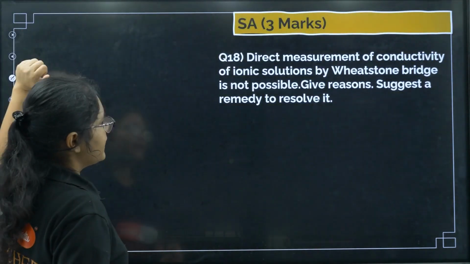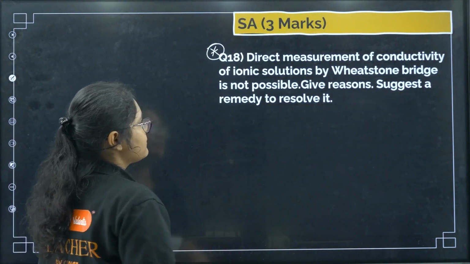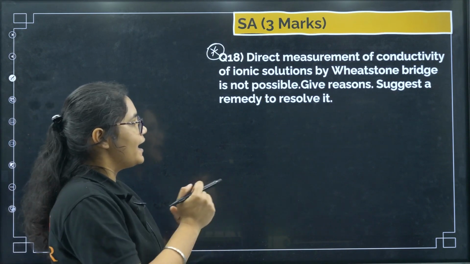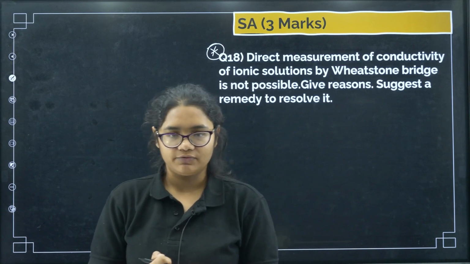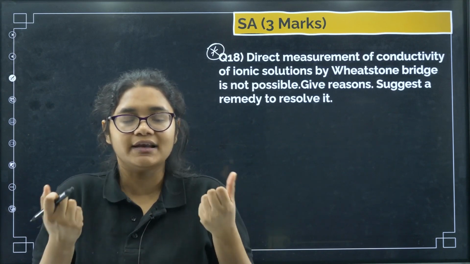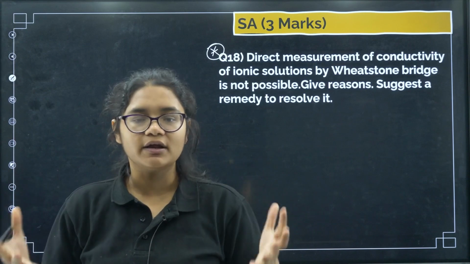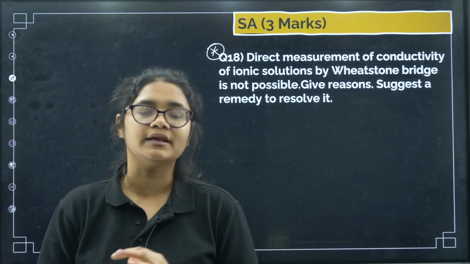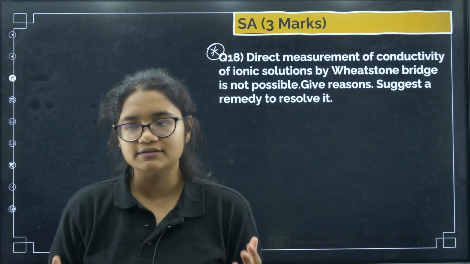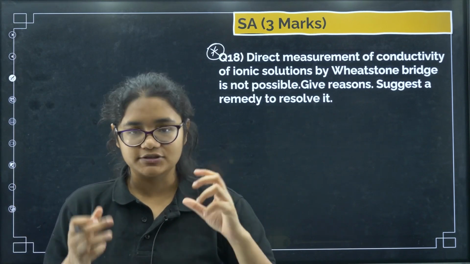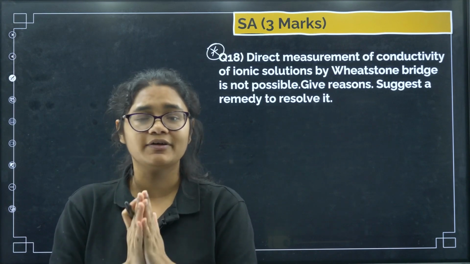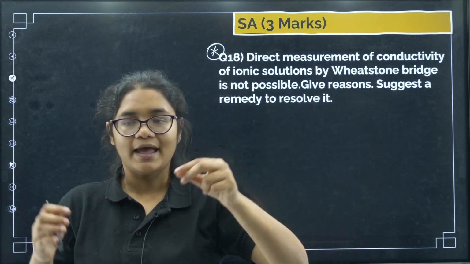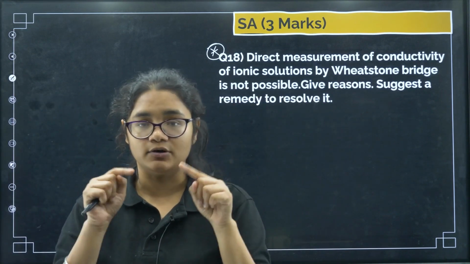Okay. Next, this is an important question. Direct measurement of the conductivity of ionic solution by Wheatstone bridge is not possible. Give reasons and suggest a remedy to resolve it. So first of all, the first problem is electrolytic solutions are liquid, right? How can you connect wires to a liquid solution? That is the first thing. Second thing is, when we use direct current, the composition of the electrolyte is altered. So the solution for that is to use alternating current, and to measure the conductance of an electrolyte, we use conductivity cells. Inside the conductivity cell we take the electrolyte and we connect the wires to the conductivity cell, not to the electrolyte.